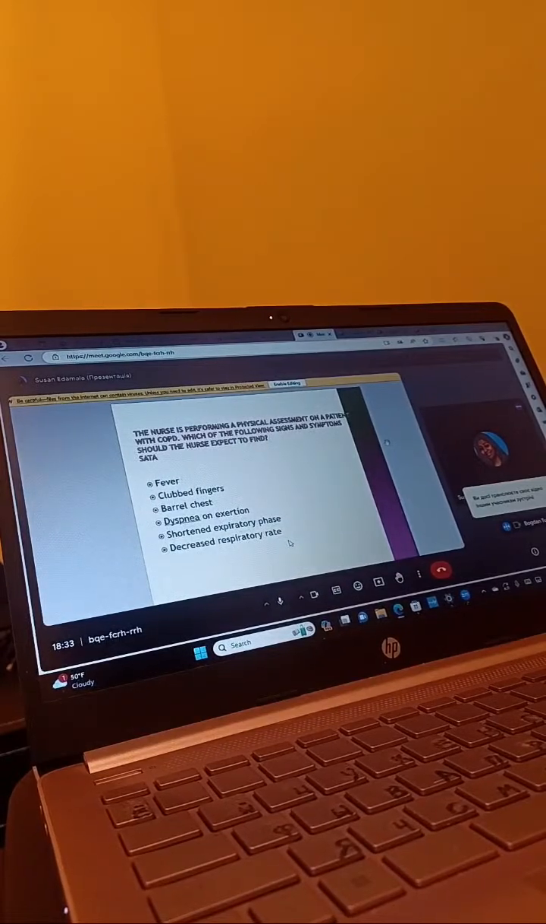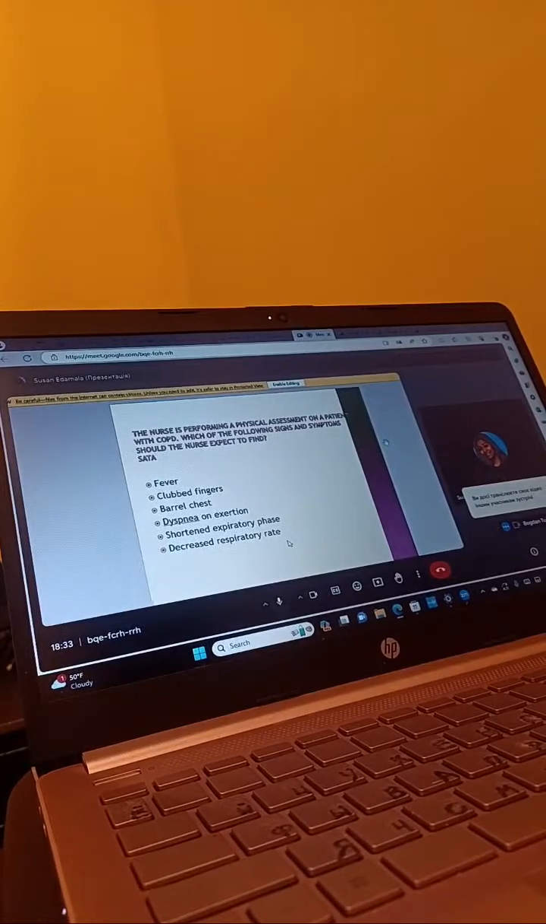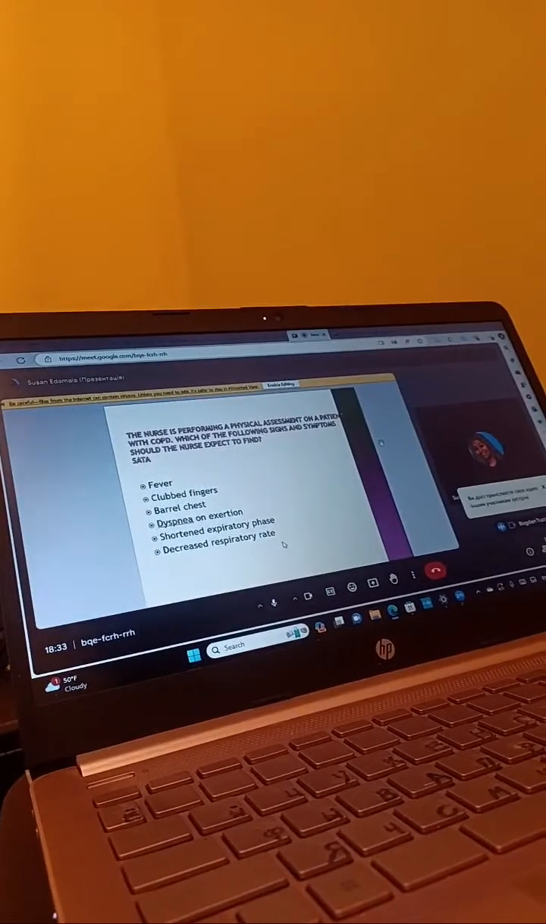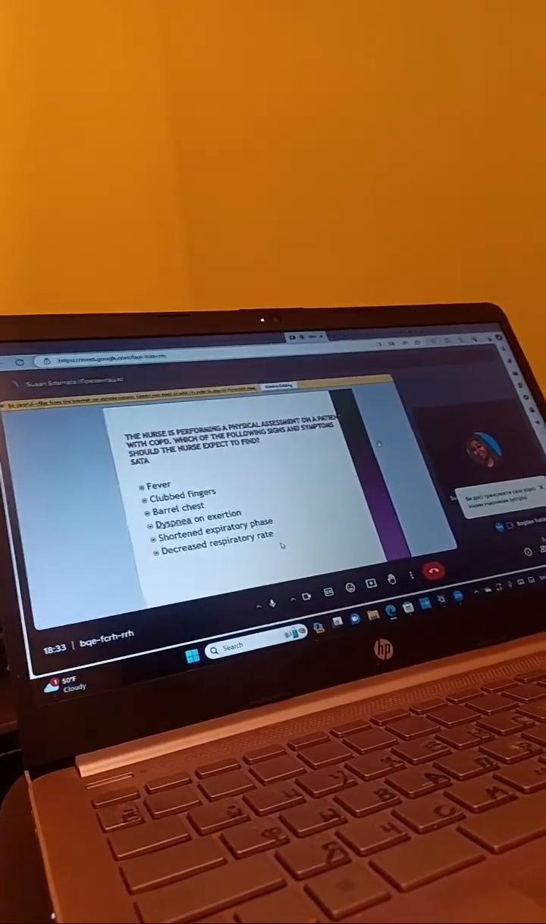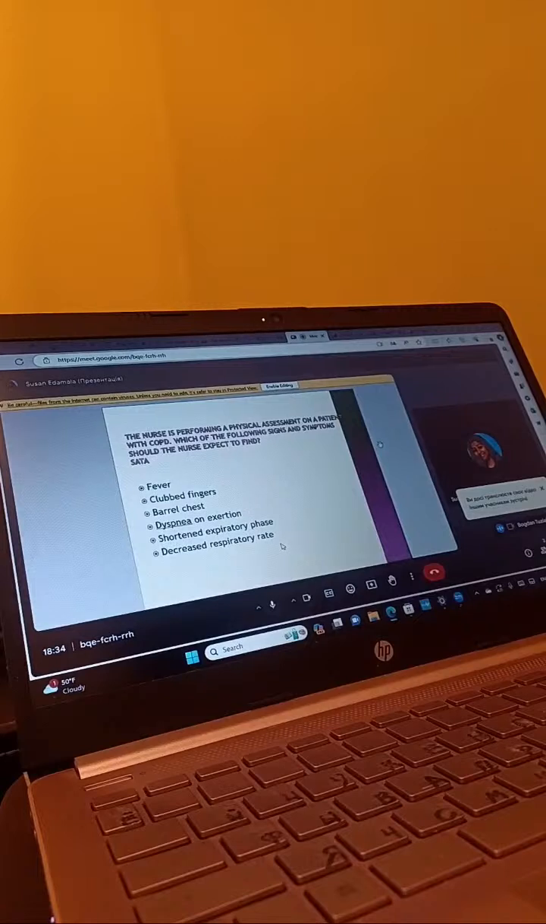Read. The nurse is performing a physical assessment on a patient with COPD. Which of the following signs and symptoms should the nurse expect to find? Select all applicable. So the nurse is checking, so we are checking about the signs and symptoms.